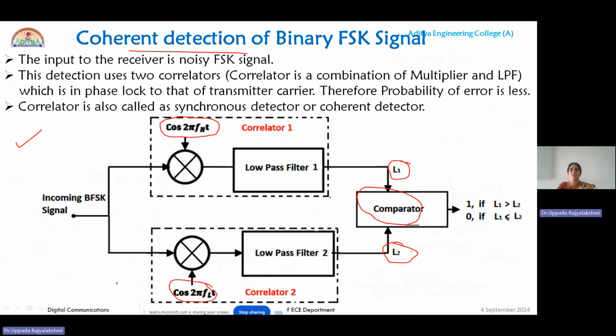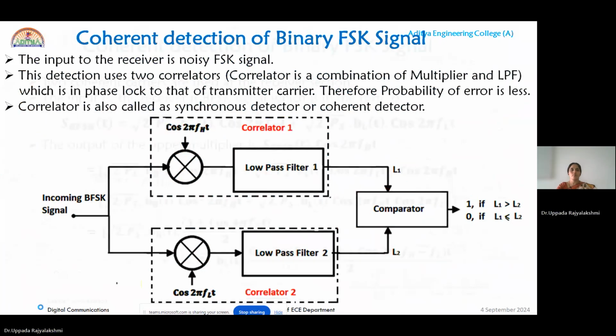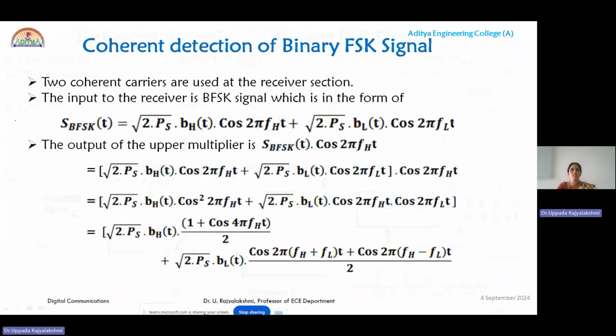So if L1 is greater than L2, you can take the output as 1, else the output is considered as 0. For example, you can see the output of the upper correlator. In the upper correlator, we have seen that it is multiplied by cos 2 pi FHT. What? The BFSK signal. So let us take the BFSK signal in this form, that is root over 2 PS into BH of t into cos 2 pi FHT plus root 2 PS into BL of t into cos 2 pi FLT. Let us multiply it with cos 2 pi FHT.